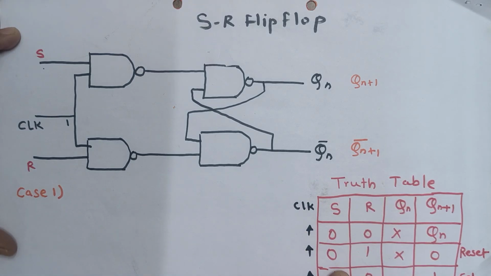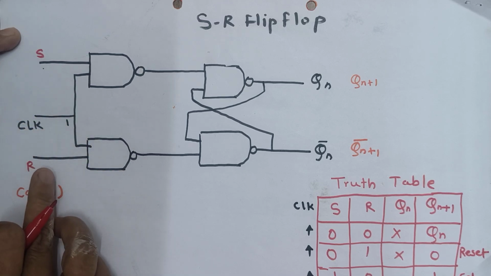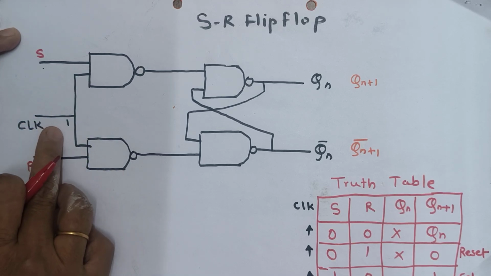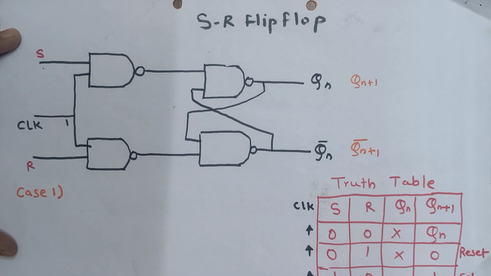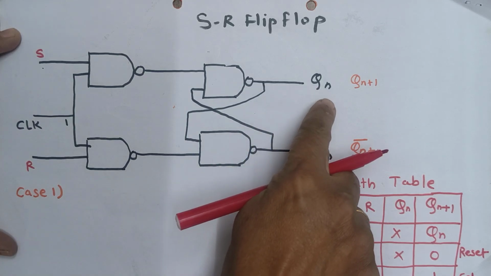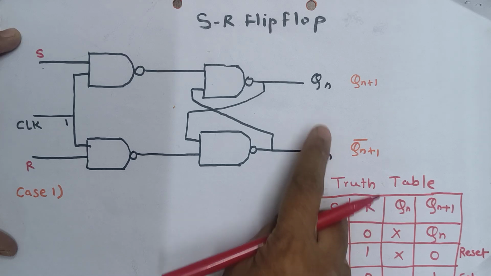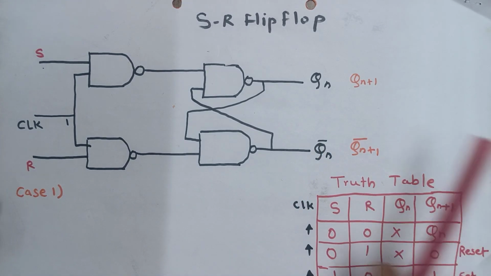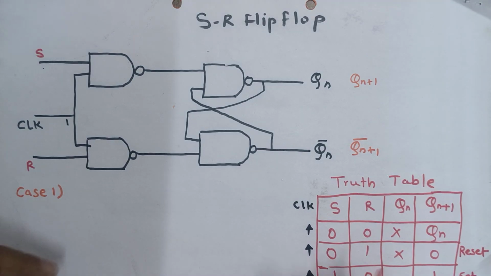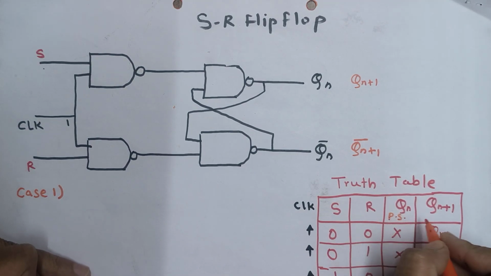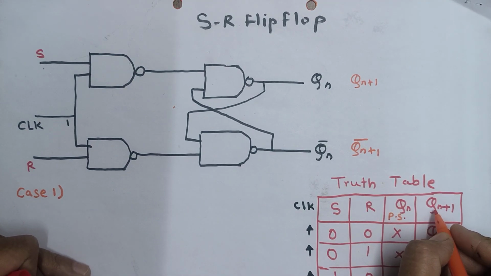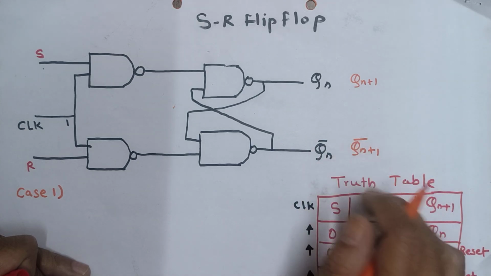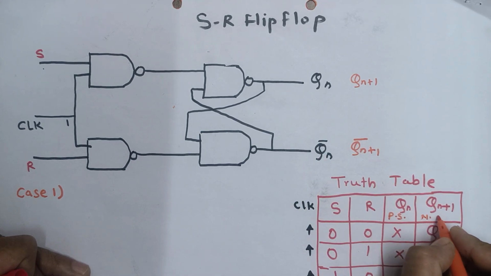There are two inputs for the SR flip-flop, S and R, and a clock input. There are two outputs of the SR flip-flop, Qn and Qn bar. These are called the present state output. And Qn plus 1 is called the next state output.